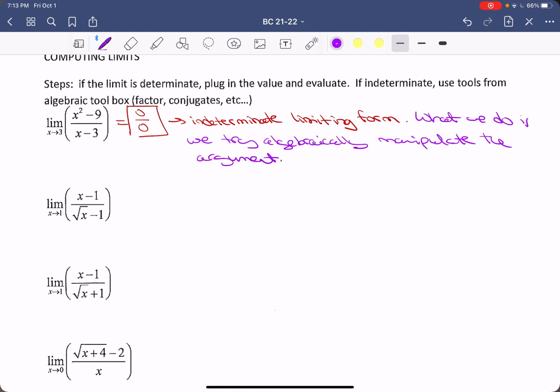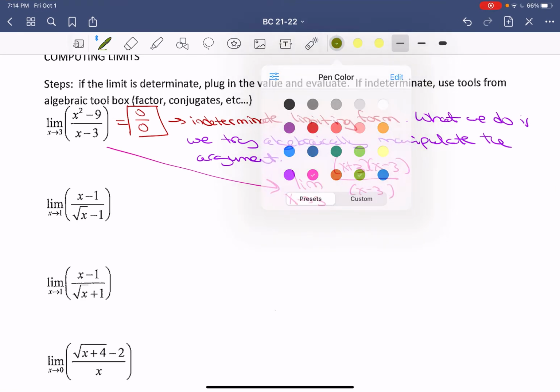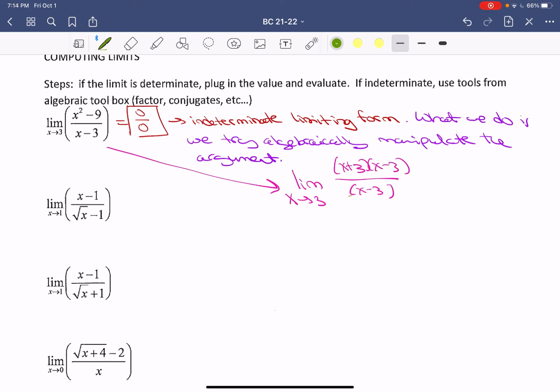Okay, so in this case, maybe some of you see it already. I'm looking at that argument and I can rewrite it this way. This is the limit as x approaches 3 of (x plus 3)(x minus 3) all over x minus 3. And I notice that when I do this manipulation, I have a simplification. When we do an algebraic manipulation, you always want to then clean it. Here's me cleaning. And once you've cleaned, you try the limit again.